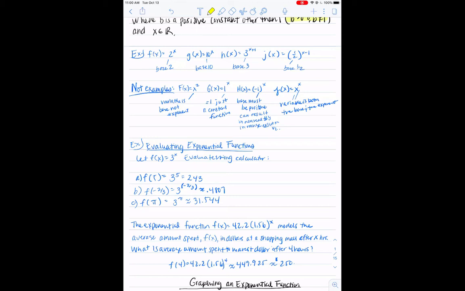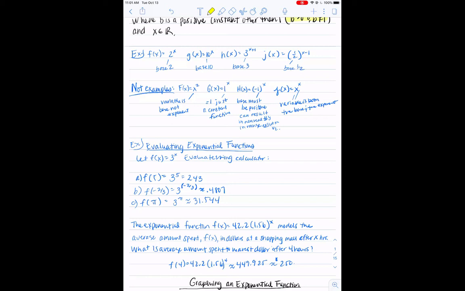So these are some non-examples of exponential functions. We have f of x equals x squared. Our variable is the base, not an exponent, so it's not exponential. We have g of x equals 1 to the x, which just equals 1, basically, because whatever x value you plug in, you're going to get 1. So that's just a constant function. We have negative 1 to the x.